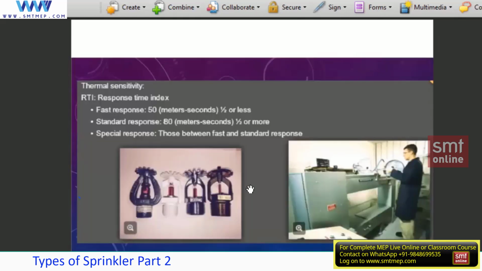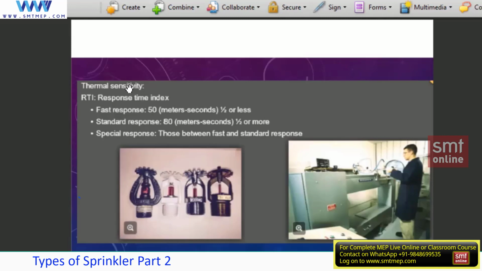First you see thermal sensitivity. Here the unit is meter second. If you talk about thermal sensitivity, we have three types. Based on an experiment using a specific special type of unit machine, for thermal sensitivity we have a term called RTI, response time index, RTI.